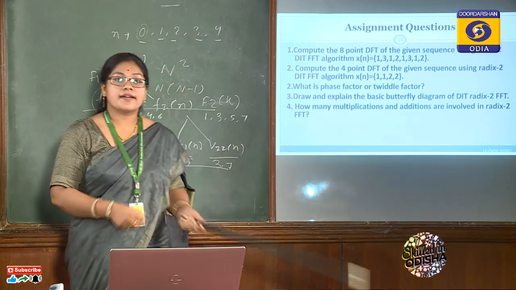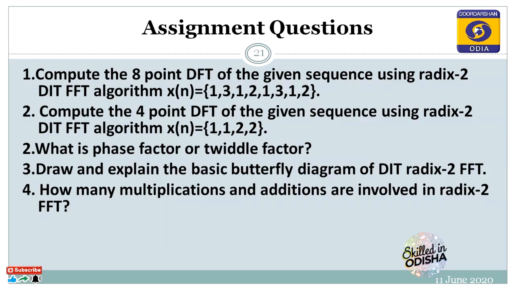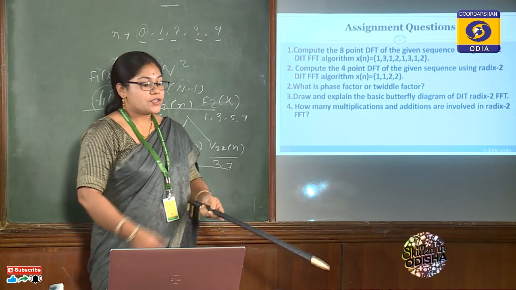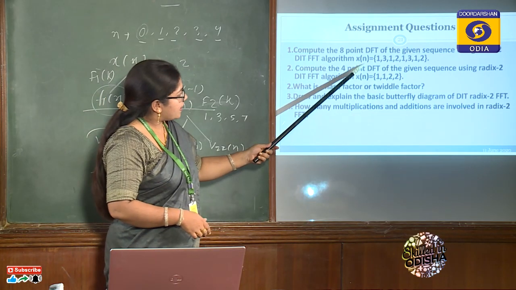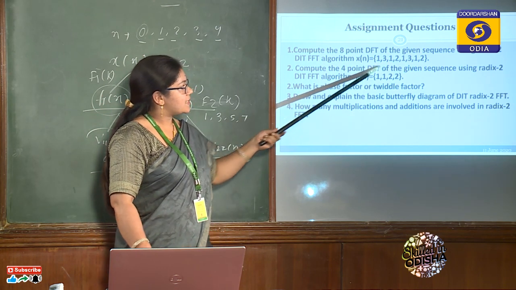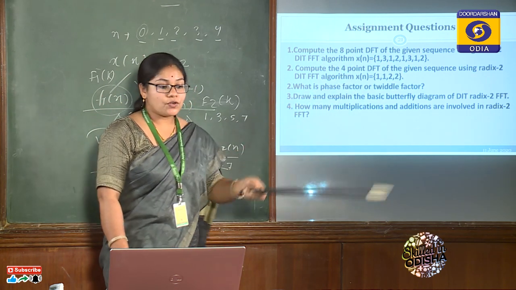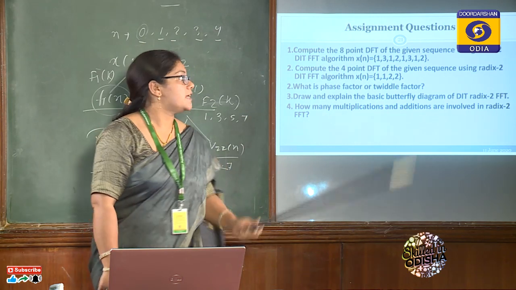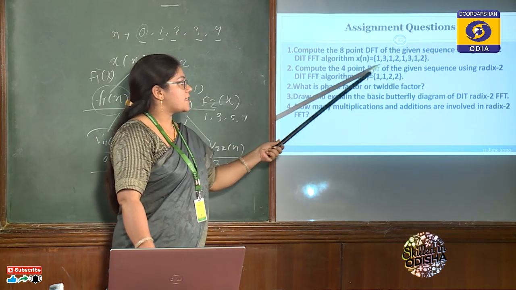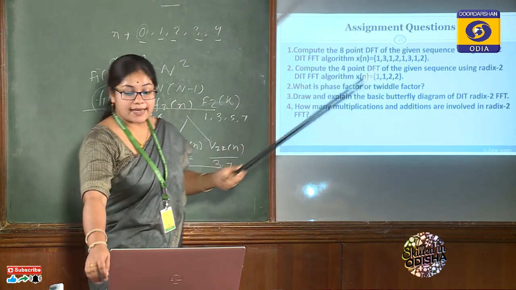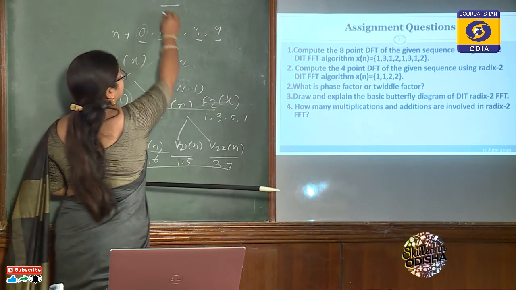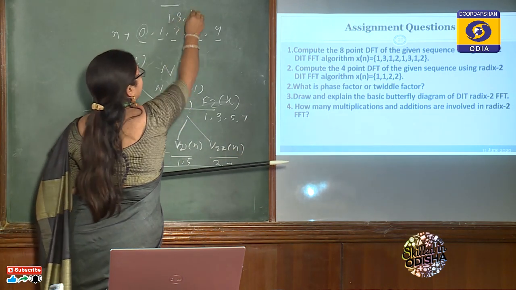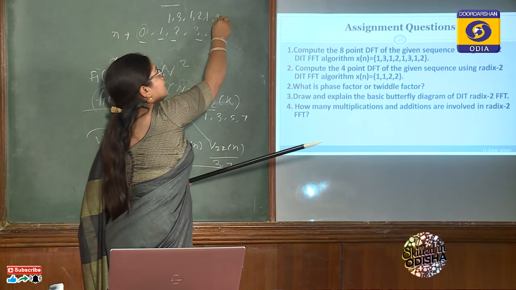Now next I have prepared some assignment questions for you. First, compute the 8-point DFT of the given sequence using the Radix-2 DIT FFT algorithm. Here I have taken x(n) equal to this, an 8-point sequence. You first have to rearrange these 8 samples into bit reversal order. The data is 1, 3, then 1, 2, then 1, 3, then 1, 2.